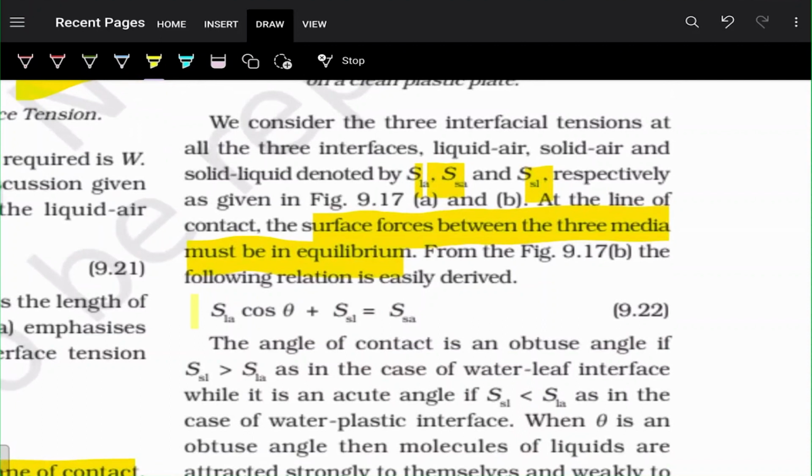Yes, S_LA cos theta plus S_SL is equal to S_SA.